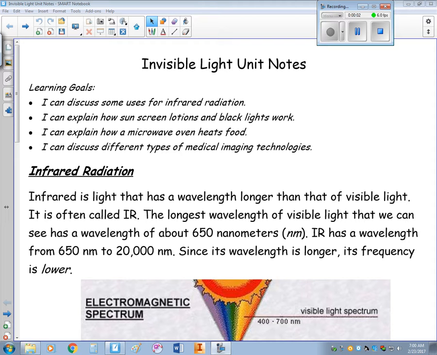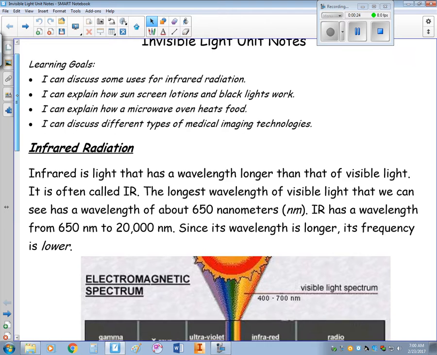This is video 1 for the invisible light unit. So for this unit, I want you to be able to discuss uses for infrared radiation. I want you to be able to explain how sunscreen lotions and black lights work. I want you to be able to explain how microwave ovens heat food. And I want you to be able to discuss different types of medical imaging technologies.